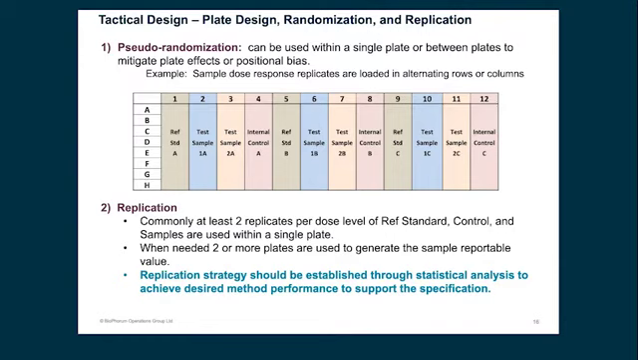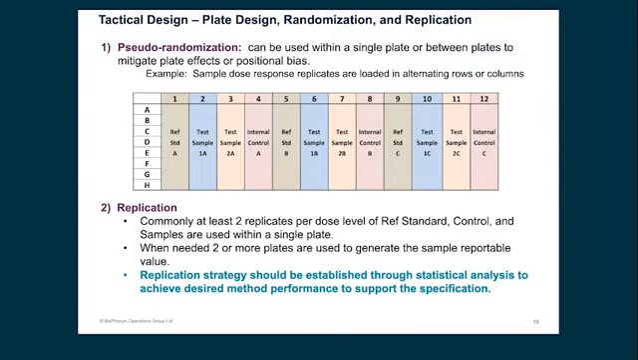A second approach to minimize or protect against plate location and plate-to-plate bias is pseudo-randomization. This can be applied within a single plate or between plates. Within the plate, dose replicates can be loaded in alternating rows or columns, and plate location effects can be mitigated by ensuring all samples are equally exposed to the edges. The choice of the number of replicates may vary based on the application, final application of the result, whether it be for release, stability, comparability, or characterization, and also variability of the bioassay.